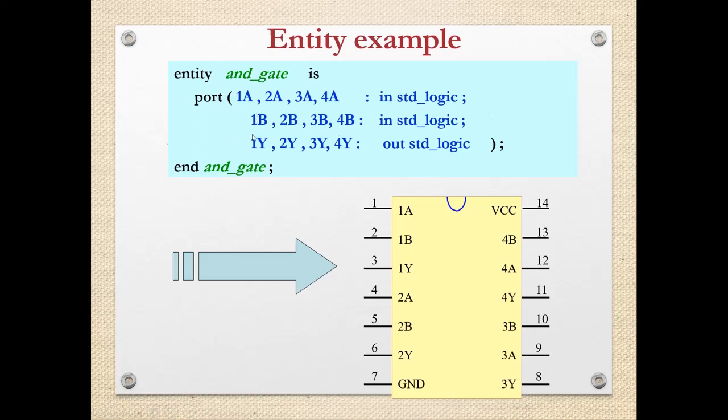So likewise we can have the declaration of entity for this particular block. Again 1B, 2B, 3B, 4B are also in mode, so in STD logic, and this Y, that is 1Y, 2Y, 3Y, 4Y are having the mode out, and the type is std logic. So likewise we can have the declaration of entity, and this is the name entity AND gate is, and once all the ports are declared, at the end we have to write END and the name of the entity, that is AND gate.